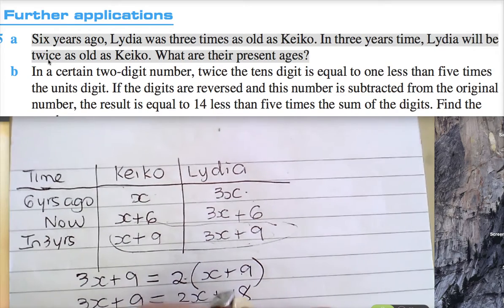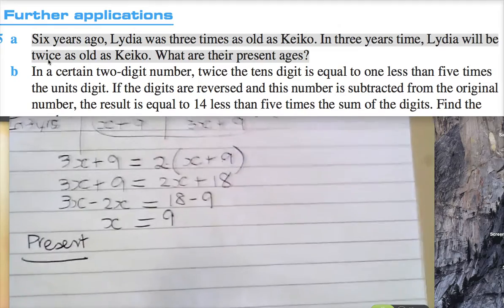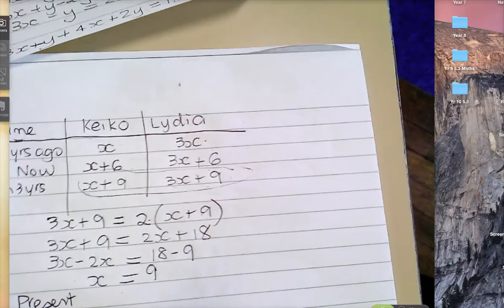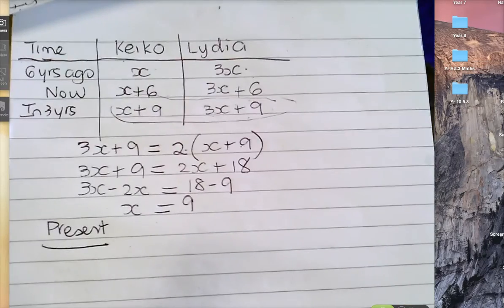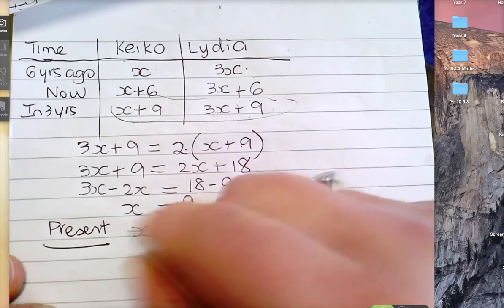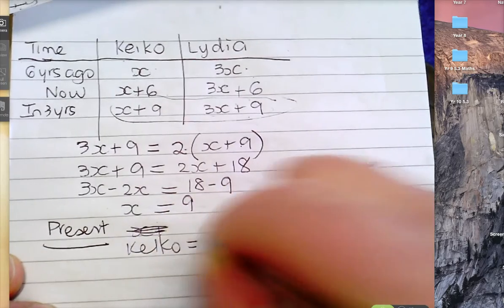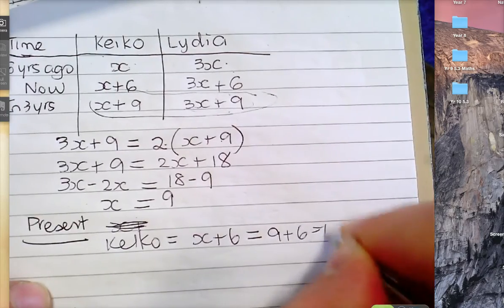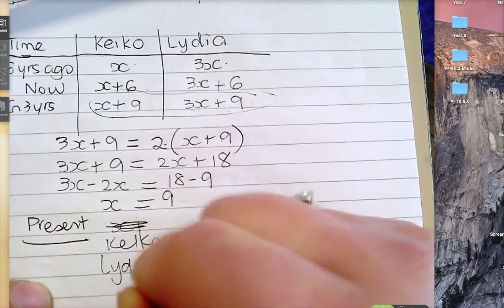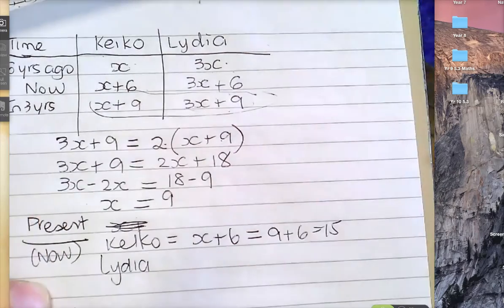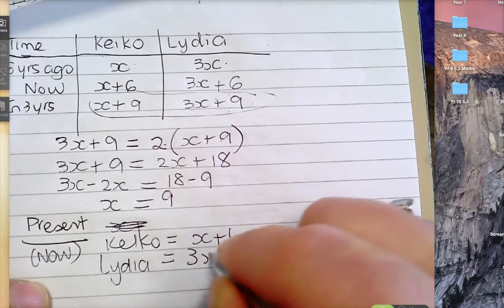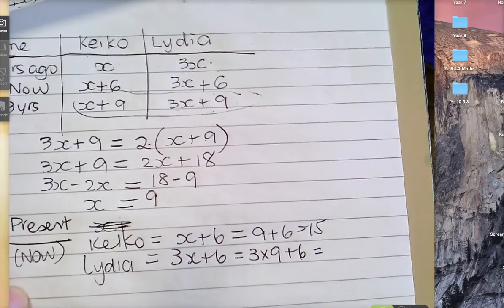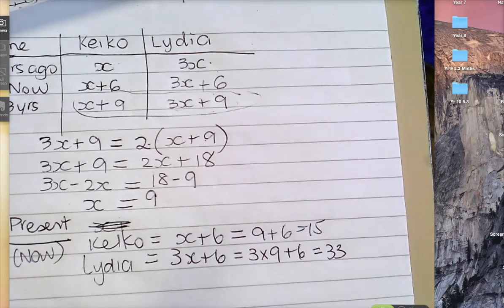So present, girls, present means now. Let me just remove this. Present means now. So what are their present ages? 15. Kiko is X plus 6, which is 9 plus 6 is 15. And Lydia's present age, which means now, is what? 33. 3X plus 6, which is 3 times 9 plus 6, which is 27 plus 6 is 33.